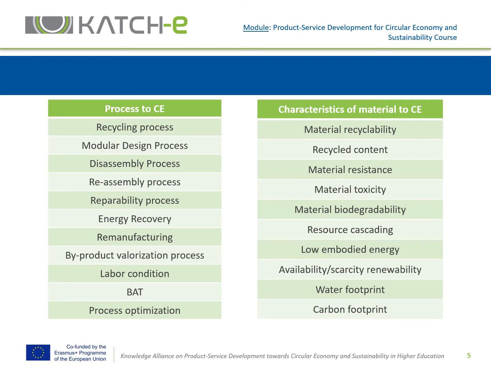Here we have 2 lists. The first one is a list of the main processes to circular economy, and the second one is a list of the main characteristics of materials to circular economy. They are neither closed nor exhaustive. These lists show some features of materials and processes with a key role in the transition to circularity, especially useful in the product service design process.